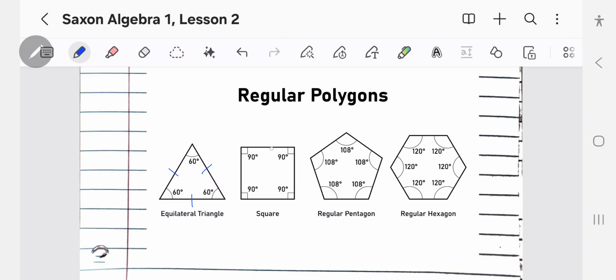Looking at the square, all the angles are 90 and all the sides are going to be equal to each other. Regular pentagon, all the sides are equal to each other, all the angles are equal to each other. Regular hexagon, all the angles are equal to each other and all the sides are equal to each other. And we'll stop there and pick up with the rest on the next video.